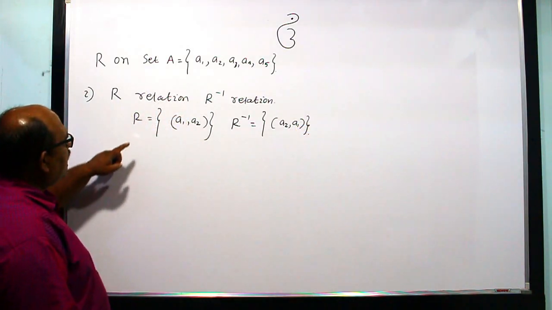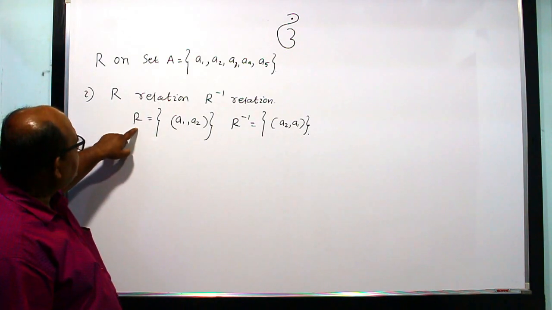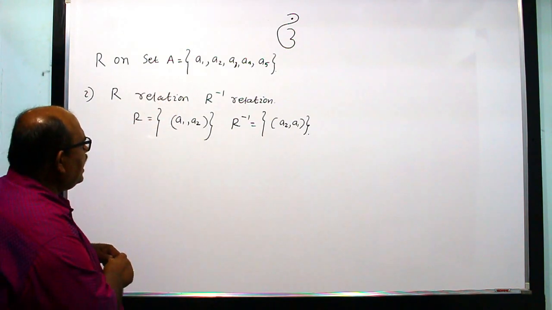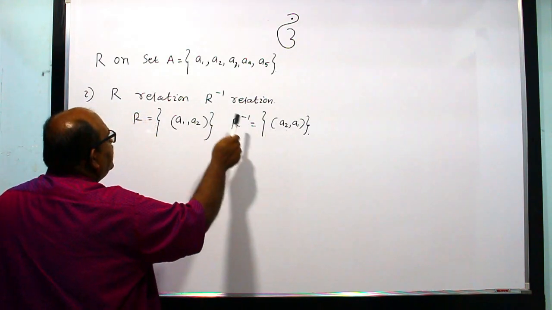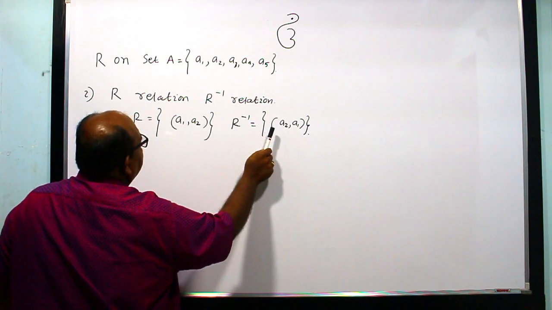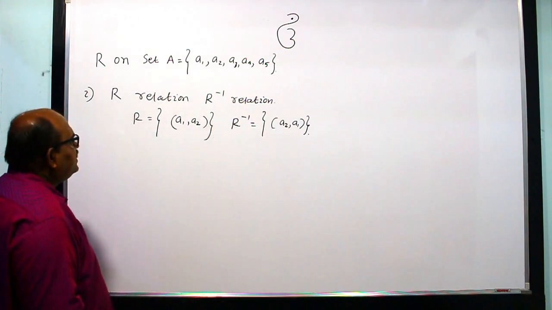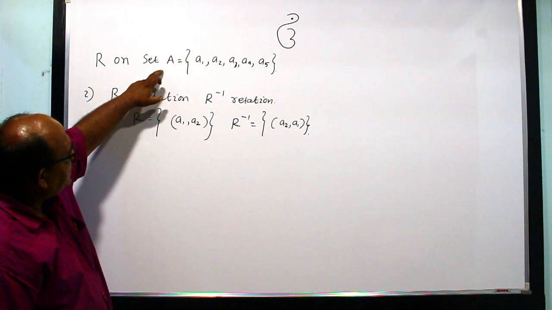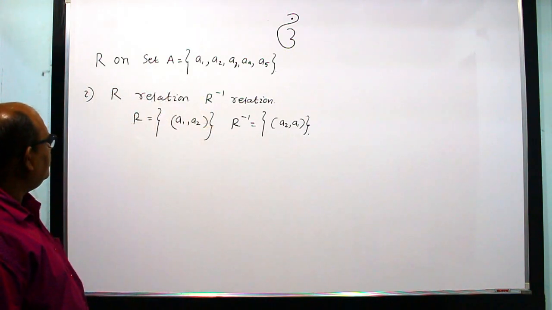Now look at R. R is a subset of A cross A, therefore R is a relation from set A to set A. Now R inverse, with pairs A2, A1, is also a subset of A cross A. So R inverse is also a relation on set A. So in the first step we proved that if R is a relation on set A, then R inverse is also certainly a relation on set A.